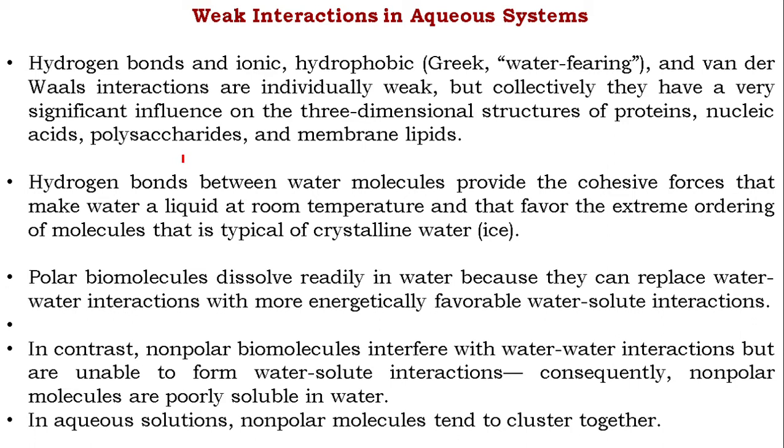Because of this polarity in the water molecule, it is developing weak interactions in any system, any solution, any compound where this water is present. What are the different types of weak interactions? Why do we say they are weak interactions? Because their bond strength is considerably less compared to a covalent bond. Hydrogen bond is an example, ionic bonds are there, hydrophobic interactions are there, and van der Waals forces are there. These are the different types of weak interactions.